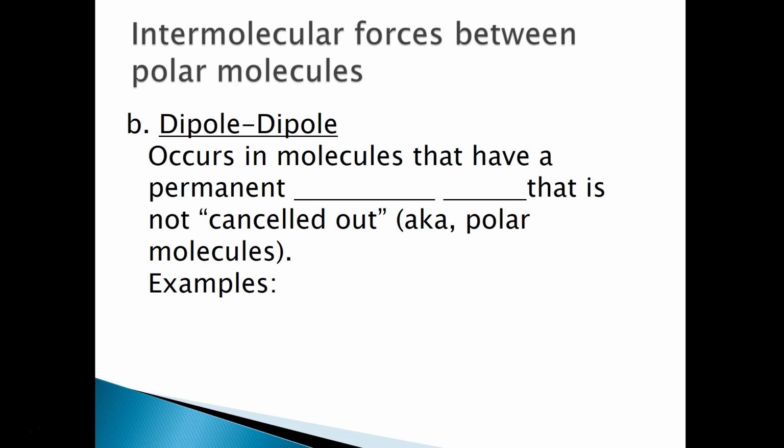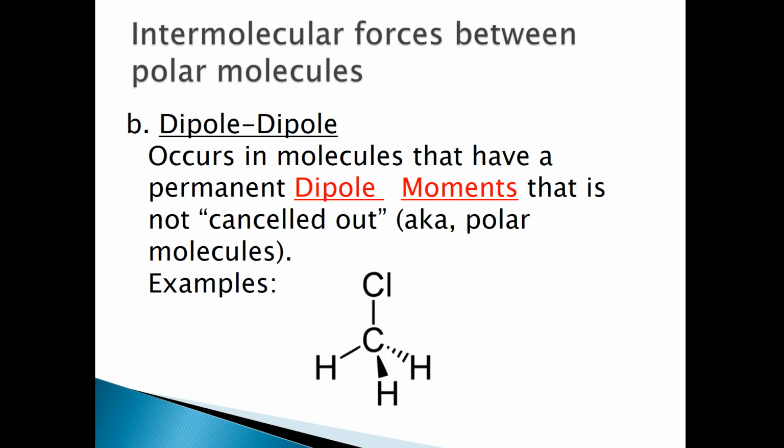The next is dipole-dipole forces. Now, dipole-dipole will occur in molecules that have a permanent dipole moment. In other words, the dipole moments don't cancel out. So basically, dipole-dipole, believe it or not, happens in polar molecules. And examples of that would be chloromethane. Again, there's a net dipole moment pointing toward chlorine, and propanone.